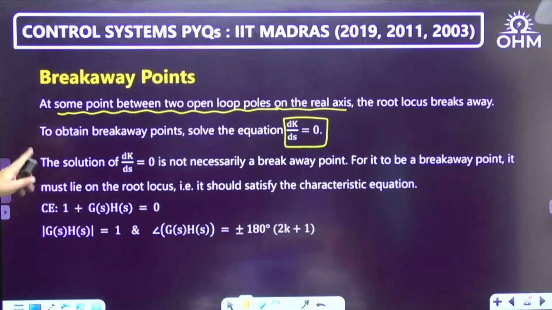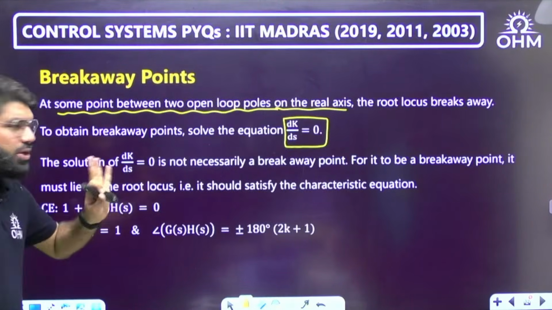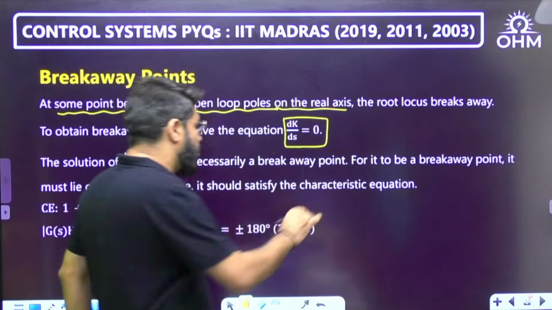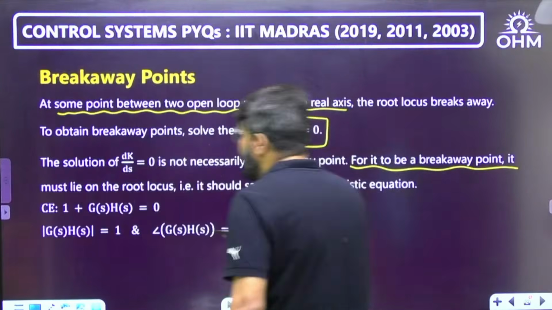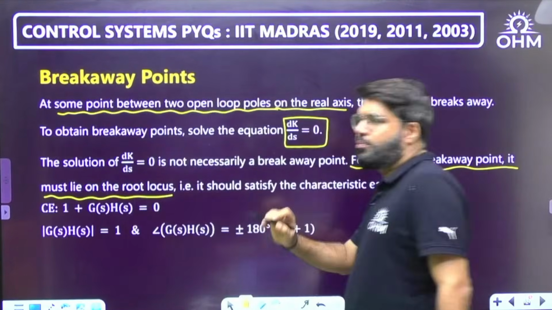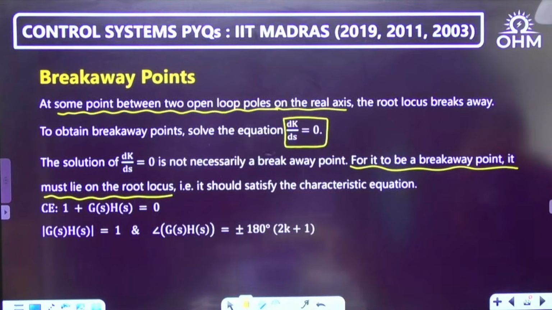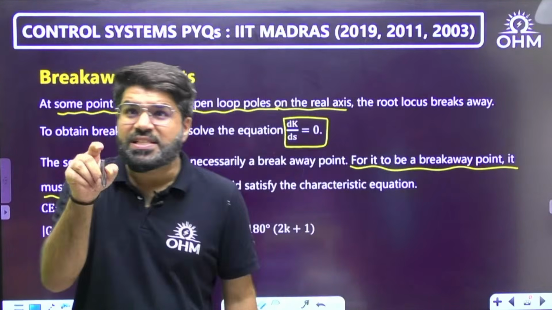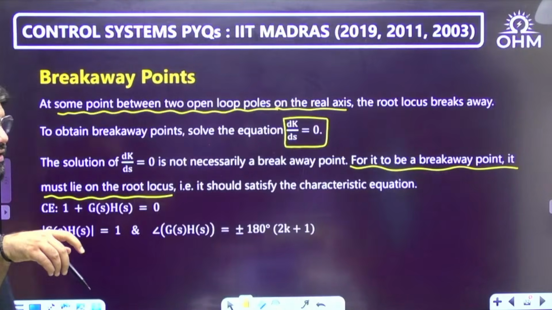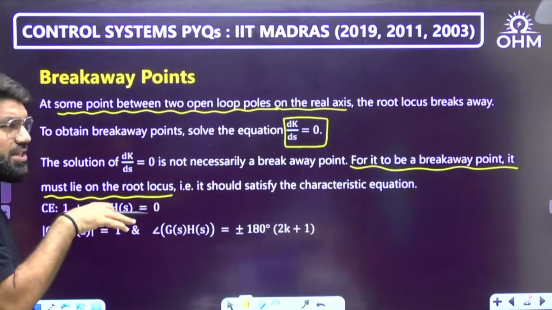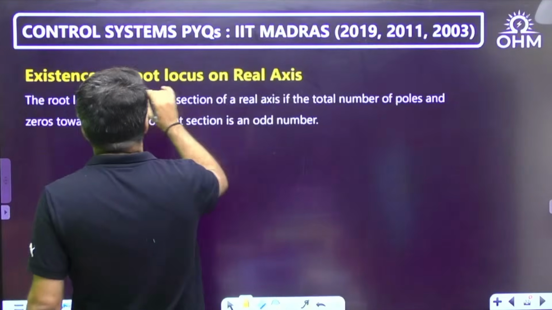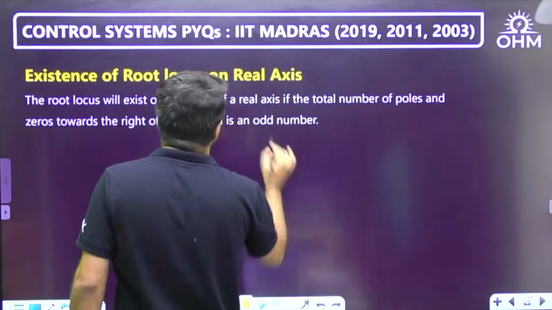Every solution of dk by ds equal to 0 is not always a breakaway point. For it to be a breakaway point, it must lie on the root locus, that is, it should satisfy the characteristic equation. Now, any point lying on the root locus, especially a real point, is an important point to check, though let us see whether this condition is required for the question or not.